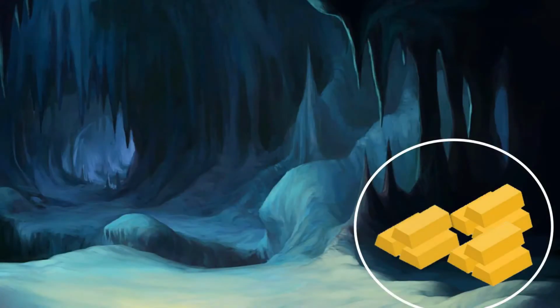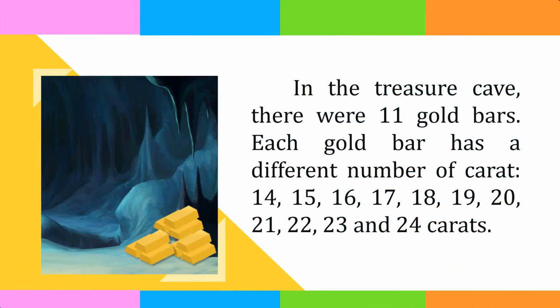In the treasure cave, there are 11 gold bars. Each gold bar has a different number of carats. The gold bars are numbered 14, 15, 16, 17, 18, 19, 20, 21, 22, 23, and 24 carats. Answer the following questions. Are you ready? Let's solve!